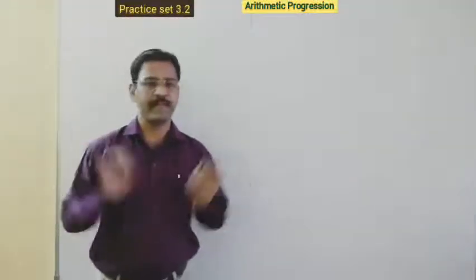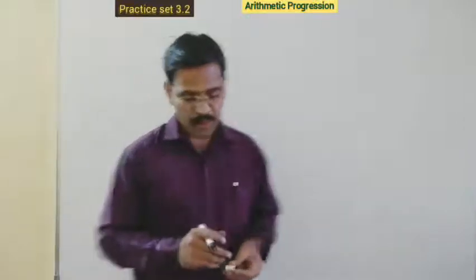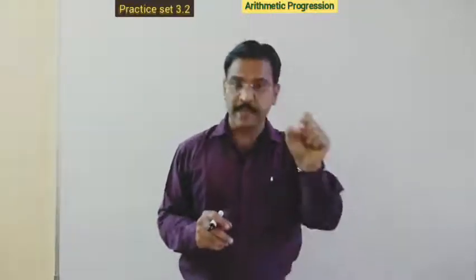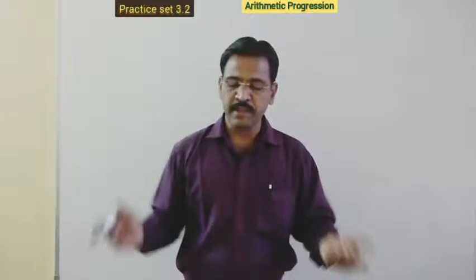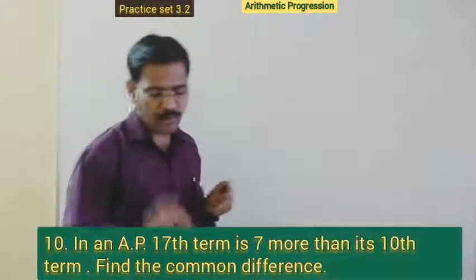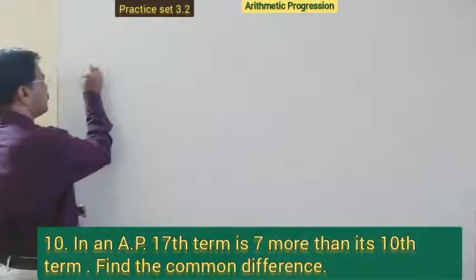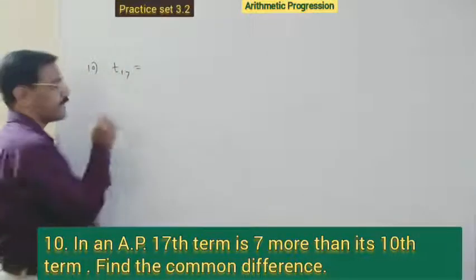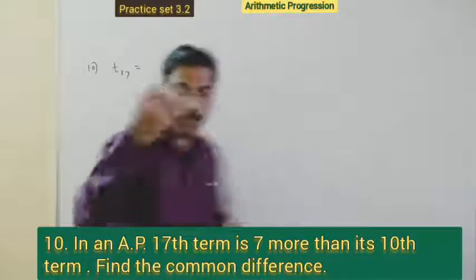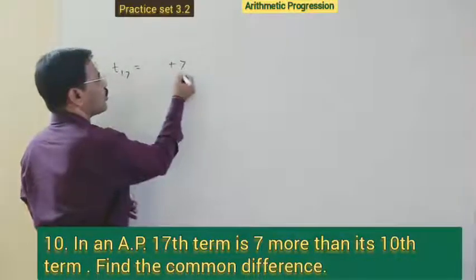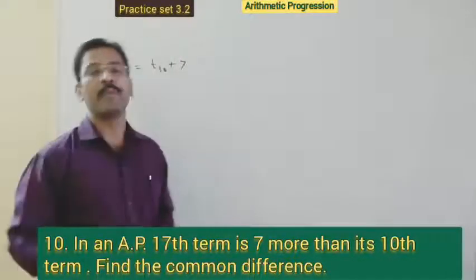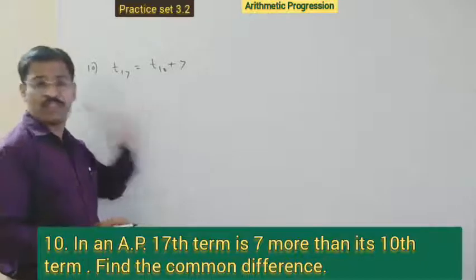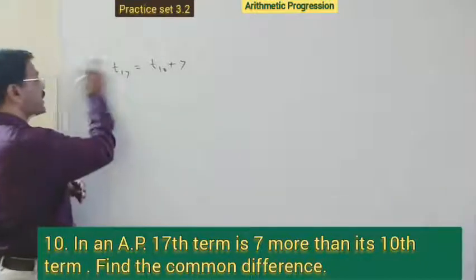Okay? Friends, the last sum of this practice set, the 10th one. See here. In an AP, the 17th term is 7 more than the 10th term. Find the common difference. Very, very useful. What is that? 17th term means T17 is 7 more than the 10th term, T10. So we have to find the common difference. This is the given information, which is very, very useful.